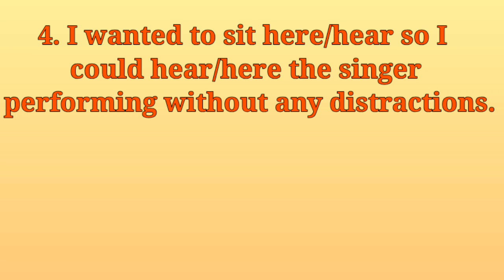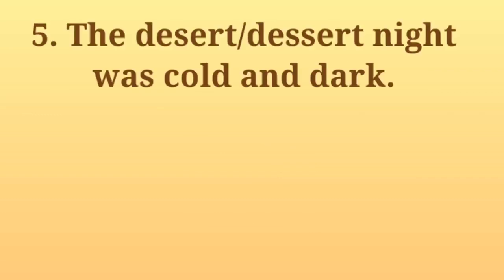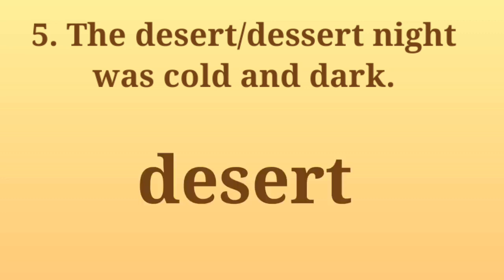So in the first one, the word here, H-E-R-E, will come as it is telling you about the place. And in the next one, H-E-A-R will come as it is telling you about the sense of hearing, that he can easily hear what he is singing. Our next sentence is, the desert night was cold and dark. So here, which one will come? The word desert, D-E-S-E-R-T, as it means the sandy area.